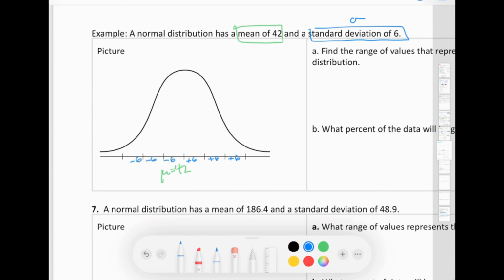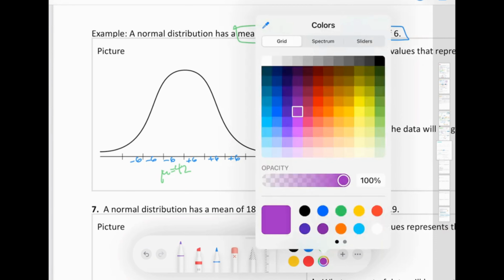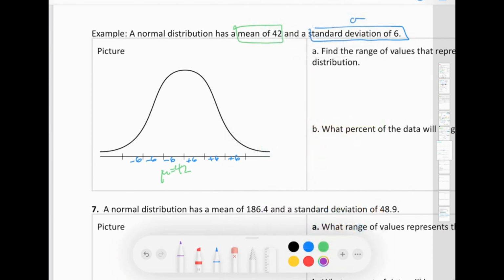And that would give us scores like 42 plus 6 would be 48, 54, 60, and then you're just going to subtract. So 42 minus 6 would give me 36, 30, and 24.